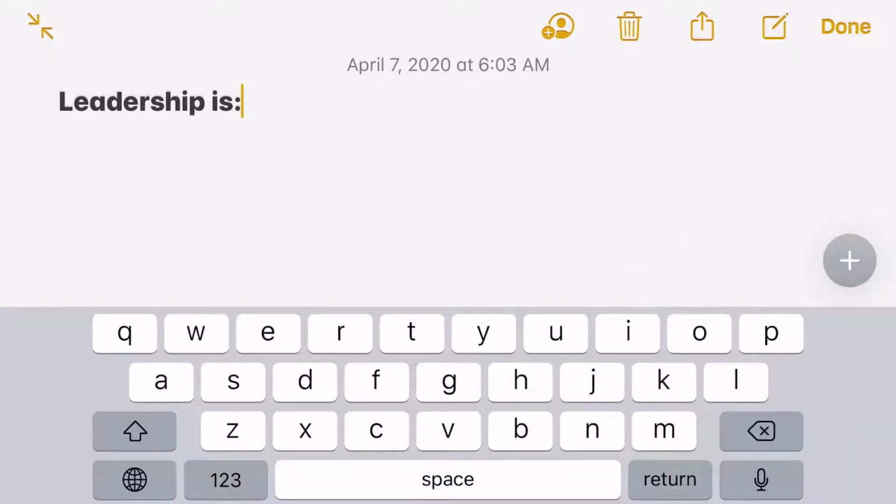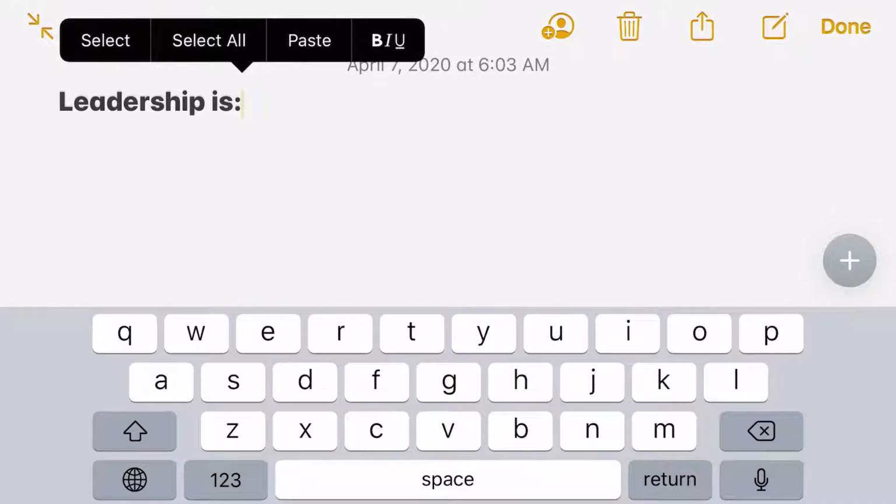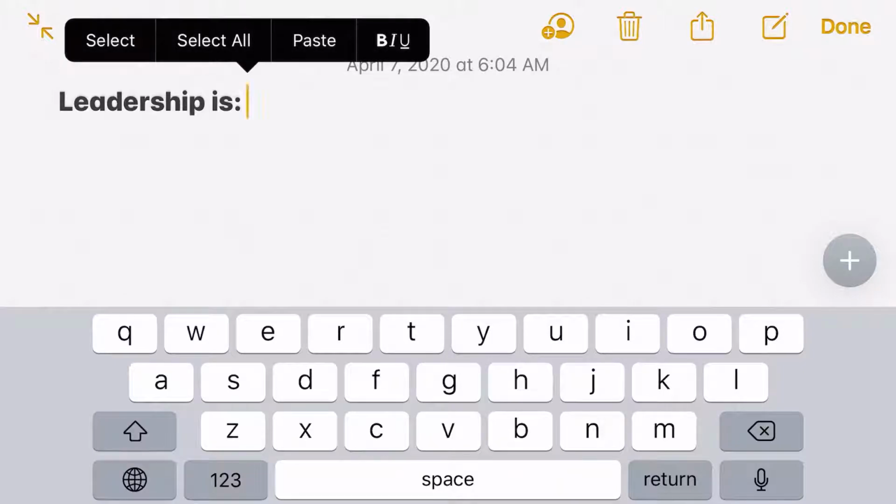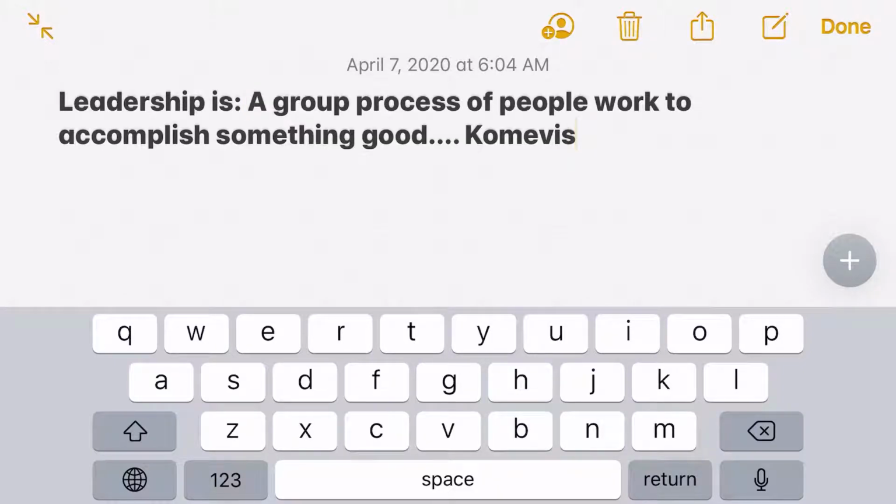Okay, back to leadership. I'm going to start with one of my favorite definitions, which is from Komives, Lucas, and McMahon. Susan Komives, Nancy Lucas, Tim McMahon. They wrote a book called Exploring Leadership, and their definition: a group process of people working together.